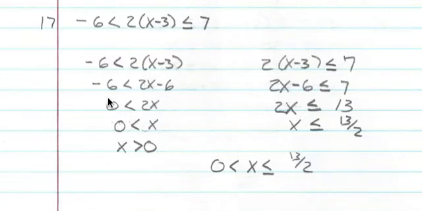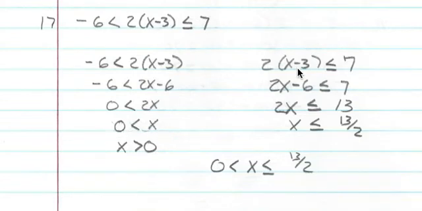Add 6 on both sides. -6 plus 6 is 0, so now I have 0 is less than 2x. Then I'm going to divide by 2 to get x by itself. 0 divided by anything is 0, so I have 0 is less than x, and then I just rewrote it as x is greater than 0. Just flipped my inequality statement.